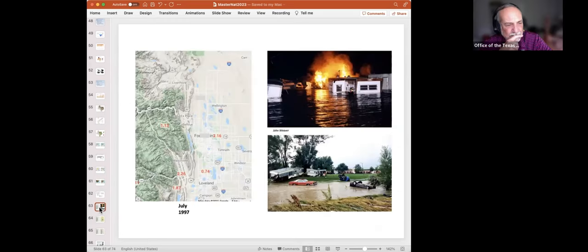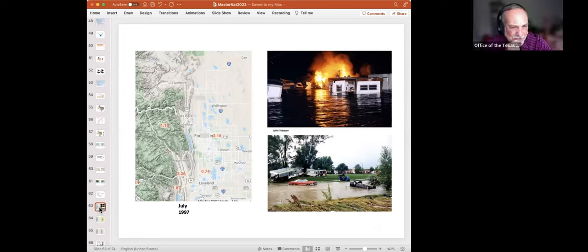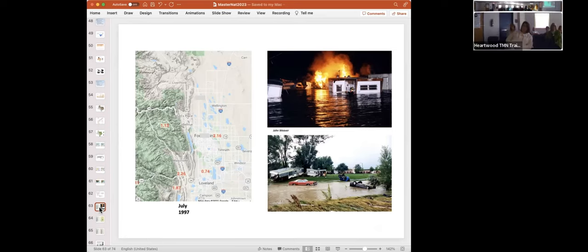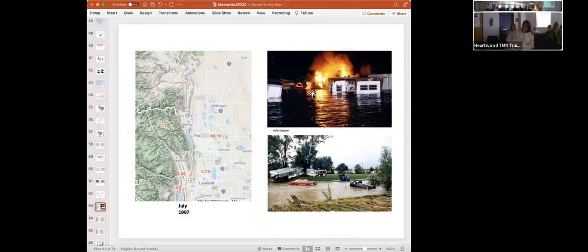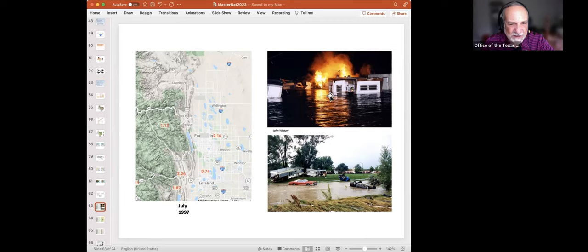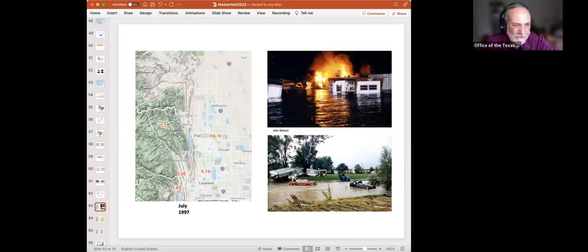So it really becomes a complicated situation for what's happening for riparian communities because of that. Now, this is an example of a flood in Fort Collins, Colorado, in 1997, so about 25 years ago. And over on the right, you see some pictures of a mobile home park floating away with a natural gas pipeline bursting and fire and so forth. And there were several people who lost their lives with this event.